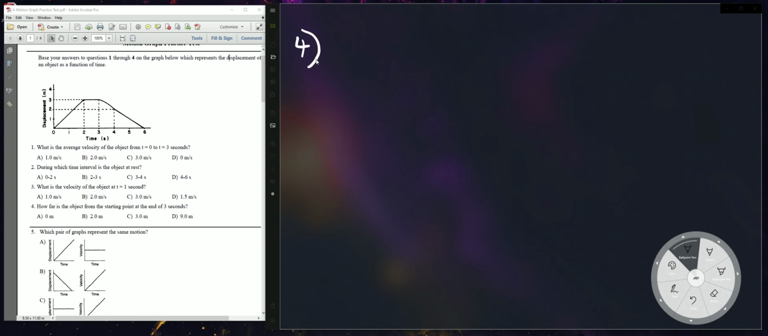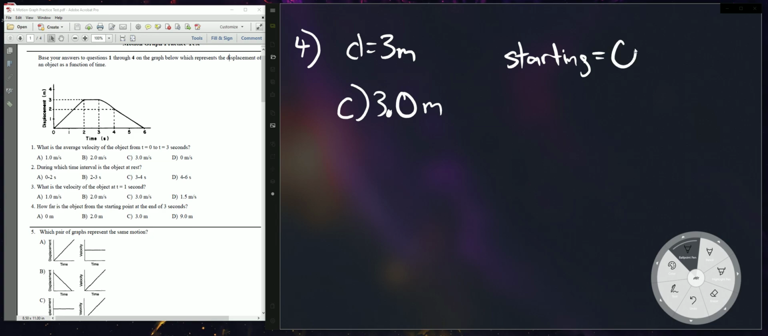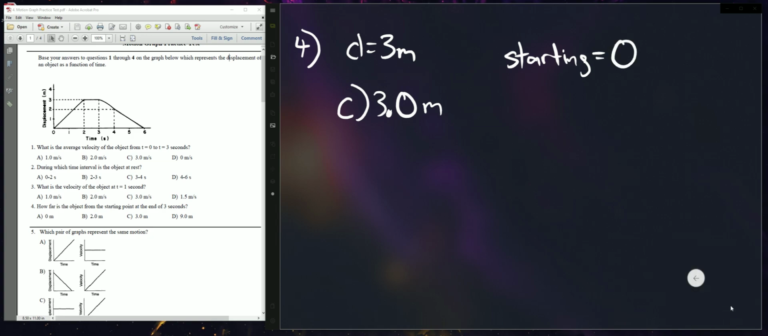Gotta take shortcuts sometimes. Oh yeah, on the test, if I ask you to show work, you're not taking shortcuts. Alright, so how far is the object from the starting point at the end of 3 seconds? At 3 seconds, my displacement is 3 meters. So I am 3 meters away from my starting position because my starting position was 0. Answer 4. Perfect.